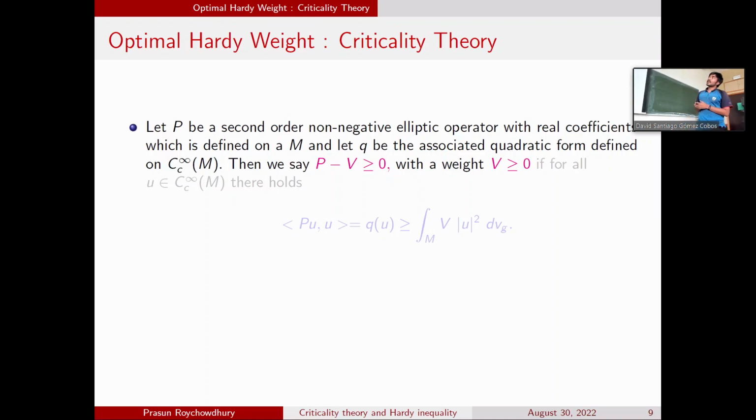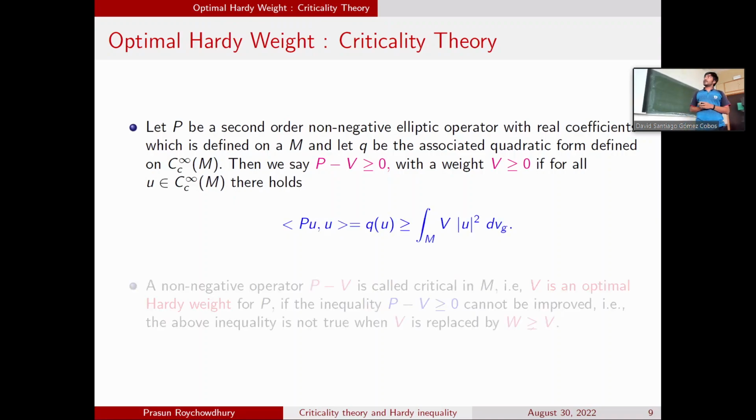Then we say P minus V is non-negative, where V is some non-negative weight, if this inequality holds. What is this Q? This is the quadratic form. Just take P minus V, do the inner product, and if we have some Laplacian, use integration by parts; the gradient, that quadratic form, is this Q. So if this holds with this V u squared, then we say P minus V is non-negative.